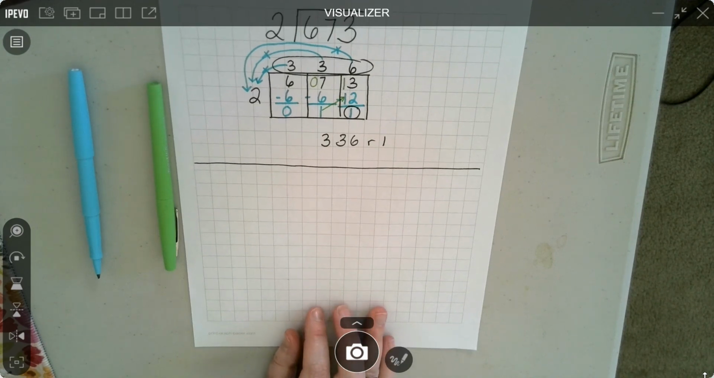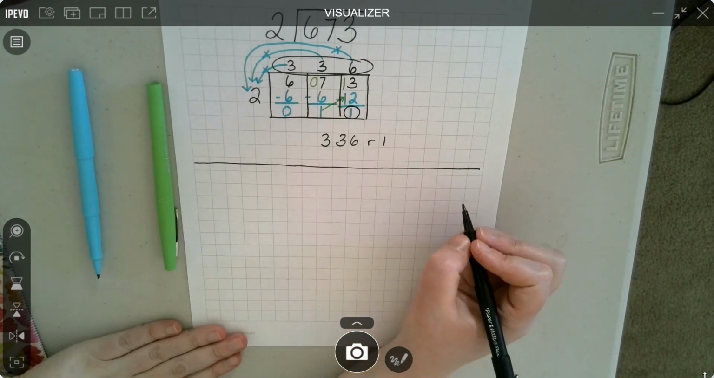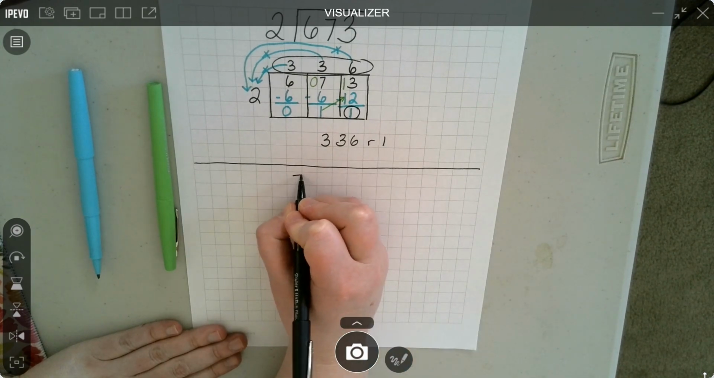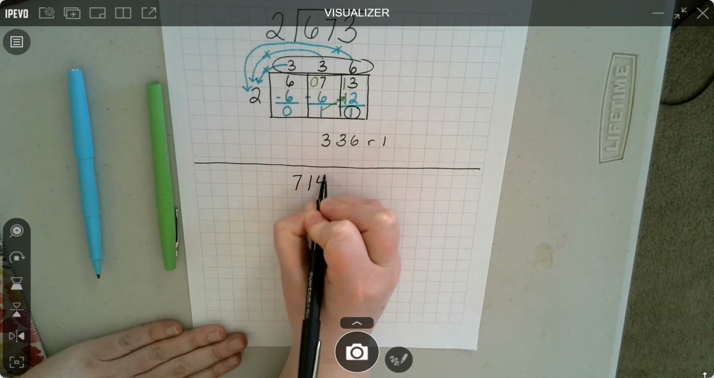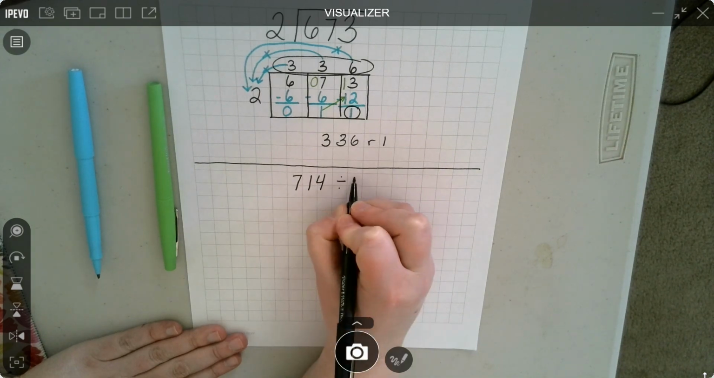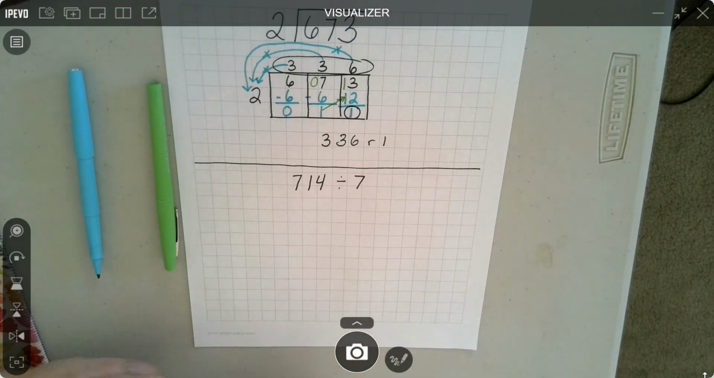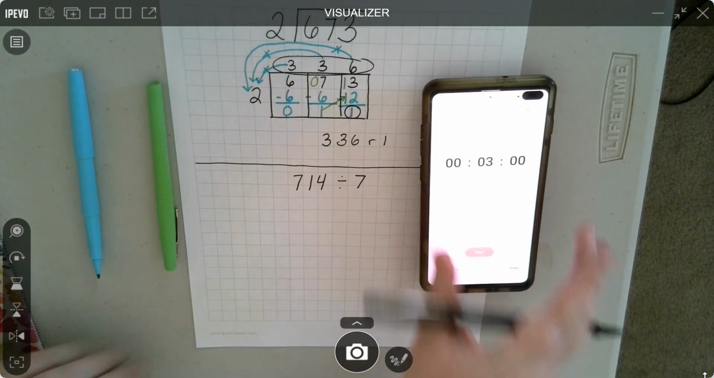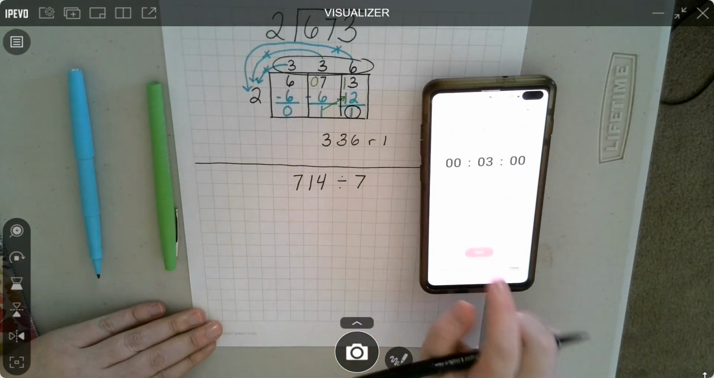All right, let's look at another one. I'm going to write it this way now. 714 divided by 7. I'm going to give you 3 minutes to do that one. Go for it.